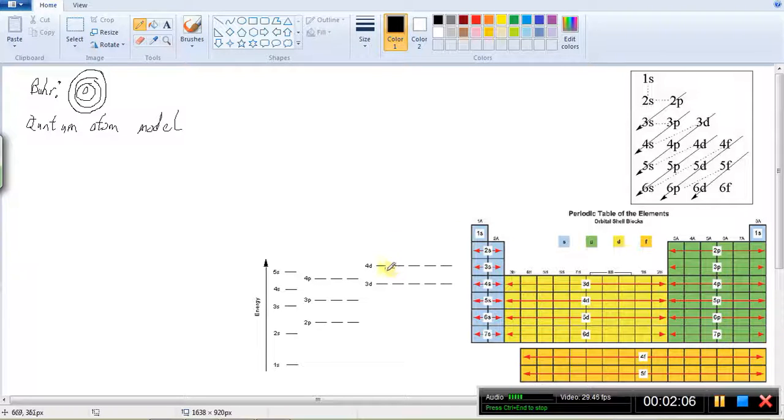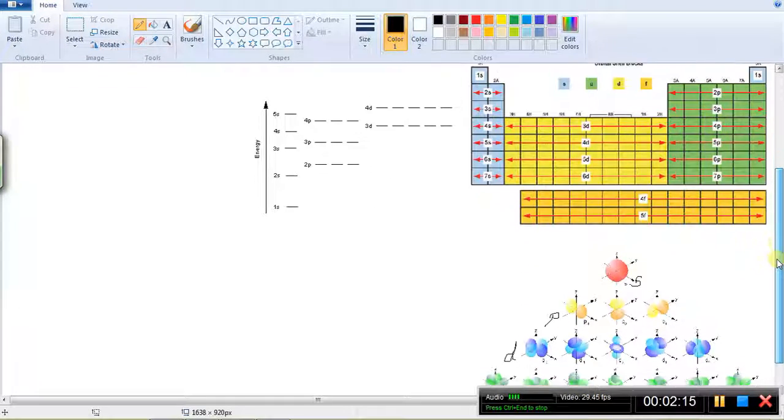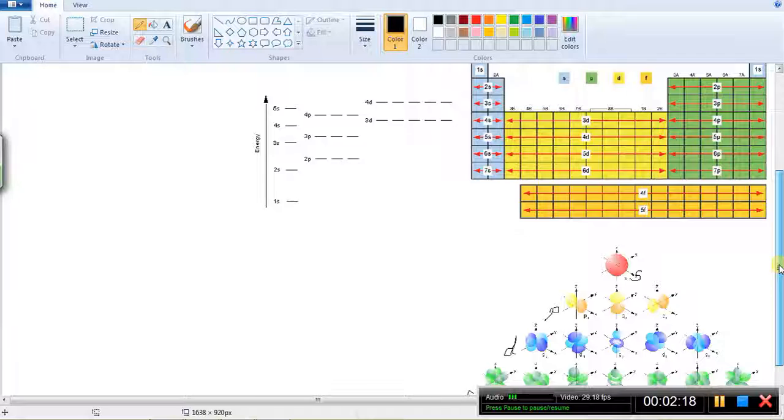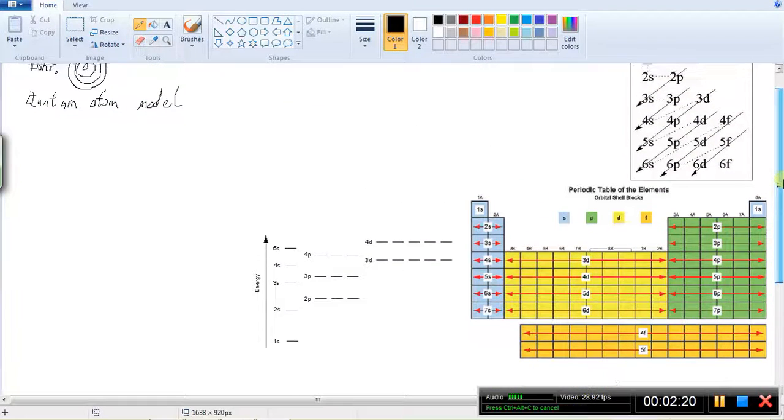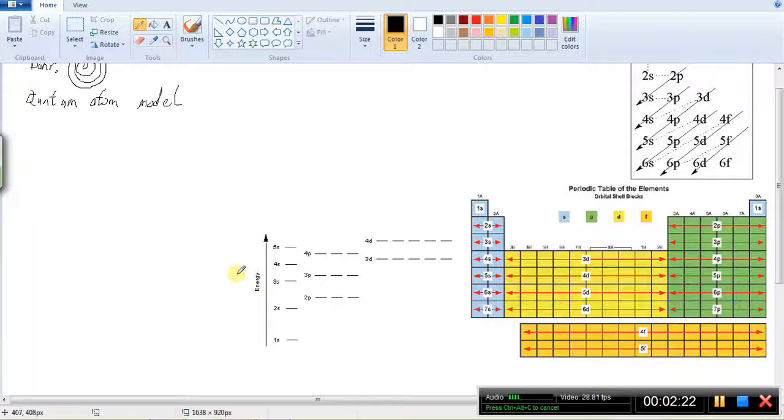Now, it would be really complicated if we had to draw out these orbitals and put electrons in them with pictures. So instead, to represent the energy levels that the electrons are at, we use things like this. This is called an Aufbau diagram, A-U-F-B-A-U. We use this to diagram what energy level the electrons are in.